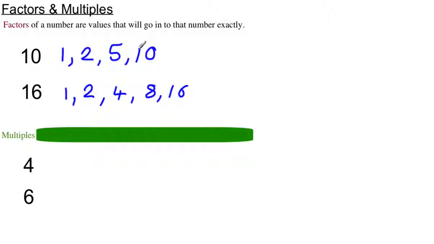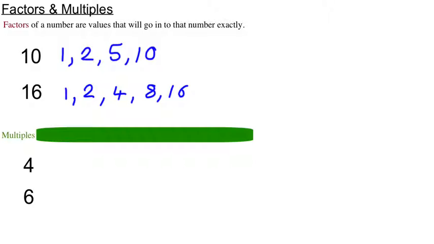Now if you have a look, 10 has an even number of factors, 16 has an odd. Now why is that? We know that 1 times 16 is 16, 2 times 8 is 16, but 4 times 4 is 16, so we only need to write the 4 once.